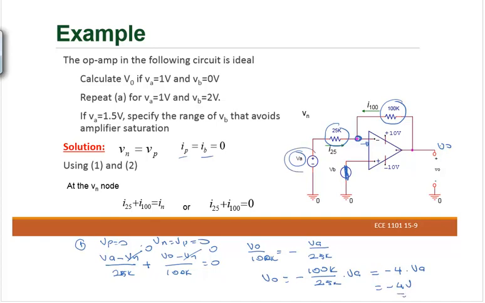What happened? We apply 1 volt, we get an output of negative 4 volts. The amplifier gain is this term here, which is 4. In this case, the gain depends on your feedback resistance and this input resistance. The gain is also inverted. That's why this is an inverting amplifier.